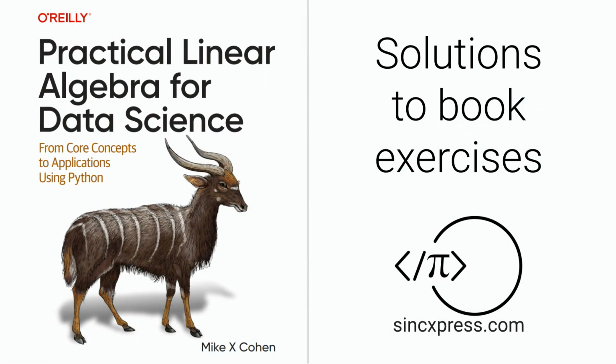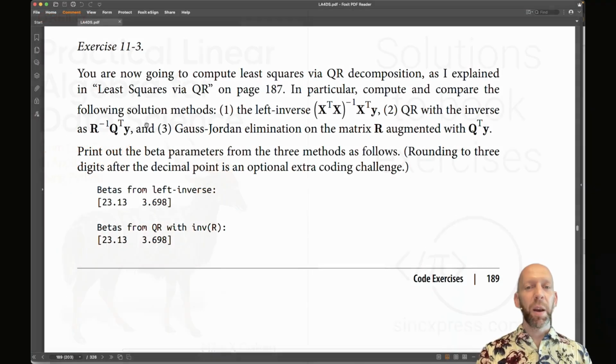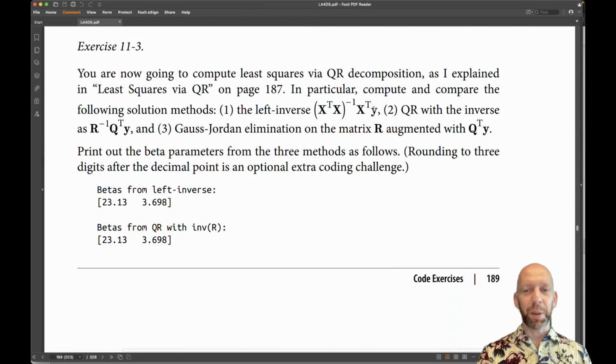I mentioned earlier in this chapter that although the left inverse, so this solution here, is the mathematically appropriate way to implement least squares, it is not necessarily the best way to implement it in practice, in part because of this inverse here. So inverting this matrix can cause some numerical inaccuracies or instabilities. And there are some other reasons as well that I mentioned in the chapter.